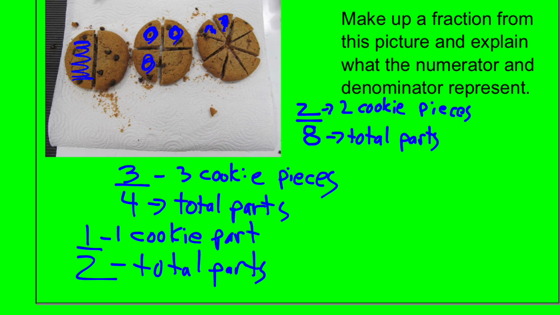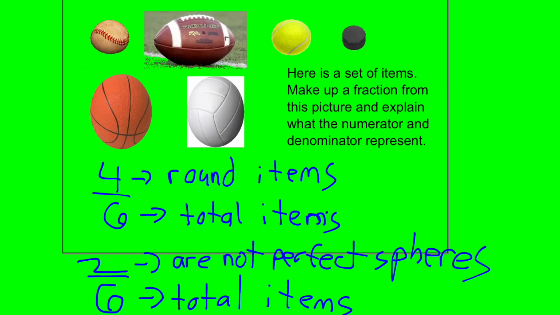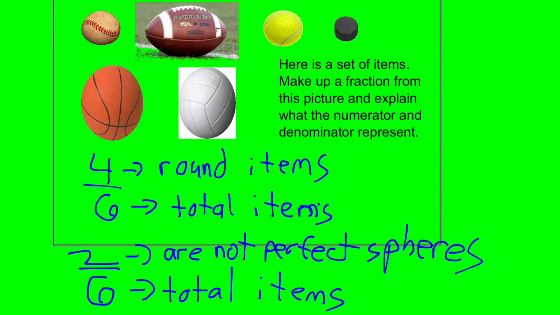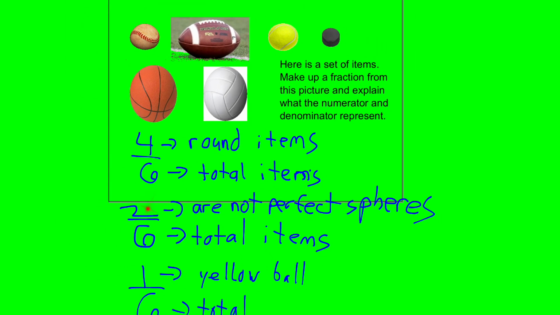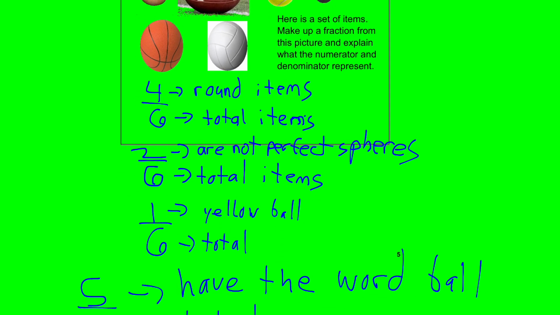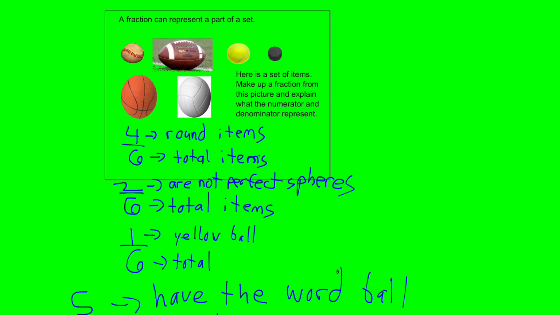Now we also did an activity where we considered fractions as part of a set, and I asked them to look at these items and talk about some fractions they could make up. So some students said, you could have 4 round items out of a total of 6. 2 of the items are not perfect spheres out of the total. And one student said, there's 1 yellow ball out of the total. So just making some fractions and talking about the numerator and denominator and things like that.